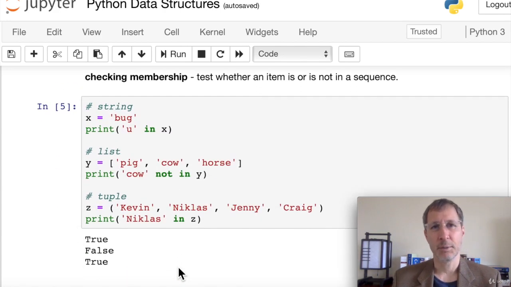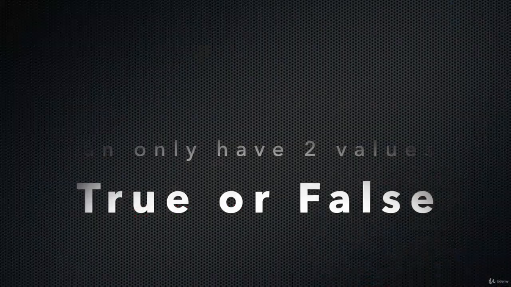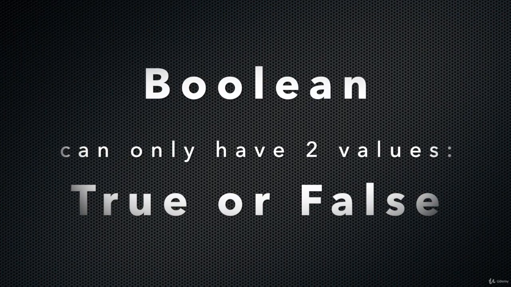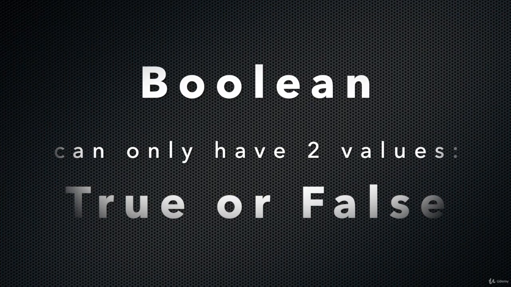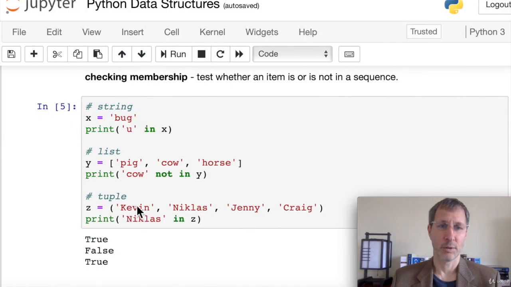Now let's look at testing membership. We can test whether an item is in or not in a sequence. These are really easy, it's almost English keywords in Python. They made it so simple. So with a string, let's say we have a string called bug and we want to check if the letter U is in our string. We just say U in X, and that's going to give us a Boolean result, true or false. In this case, U is in X, so it returns true.